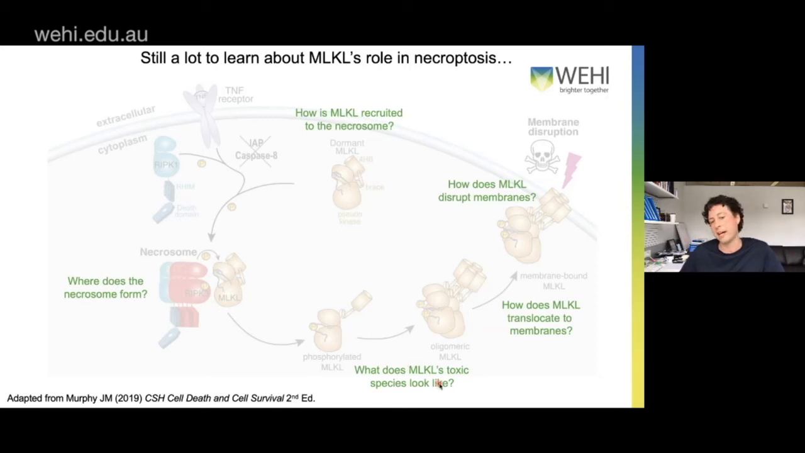And once MLKL is in its fully activated state, what does it look like? What is the toxic species exactly? These oligomers, are they tetramers? Are they trimers, octamers? A variety of different, or even amyloid species have been reported.